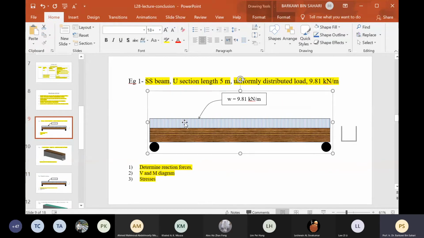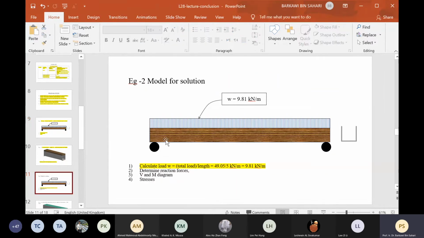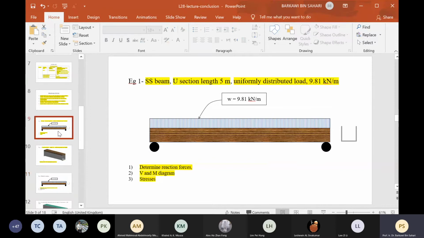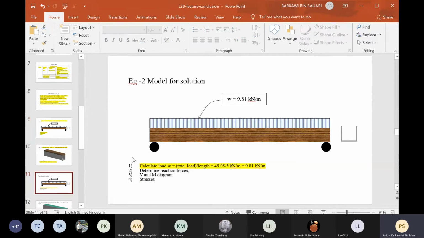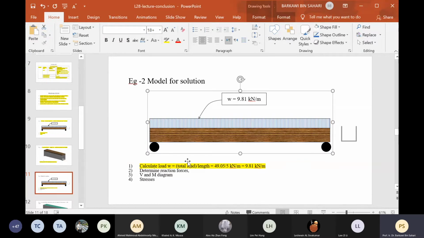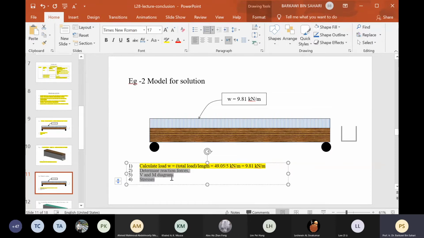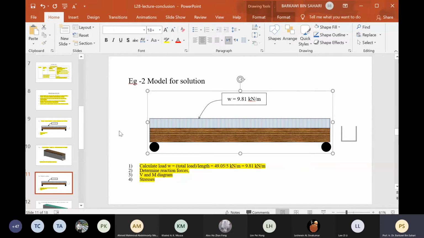In other words, the method of solving it is the same. It's the same model, and it is the same thing there. But this is an additional step that you need to work on prior to this particular model. Okay, and from there you determine the reaction forces, V and M diagram, and also the stresses. Now the number of steps becomes more, but the model for the solution is the same.